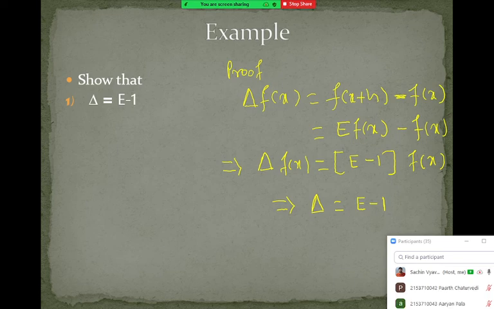Excuse me, sir. Could you repeat from the second part, like delta f(x) equals E minus 1? By definition of a shift operator, E of f(x) is f of x plus h, right? E of f(x) is f of x plus h. That shift operator definition is used only. Why is it used? Because we have to prove that relation. Got it?